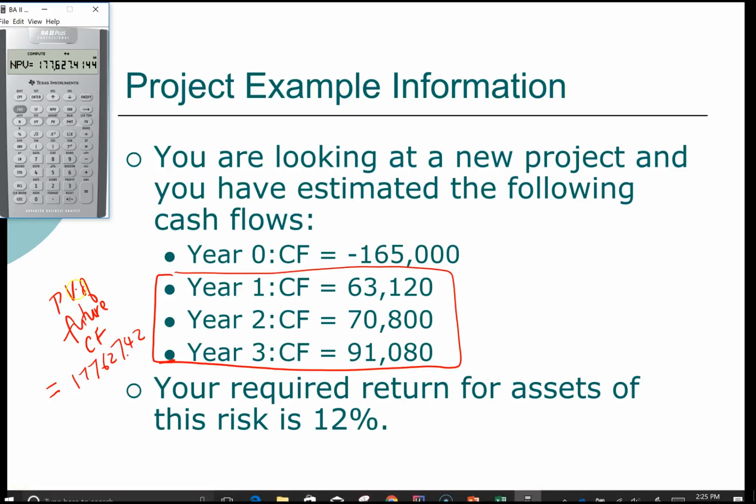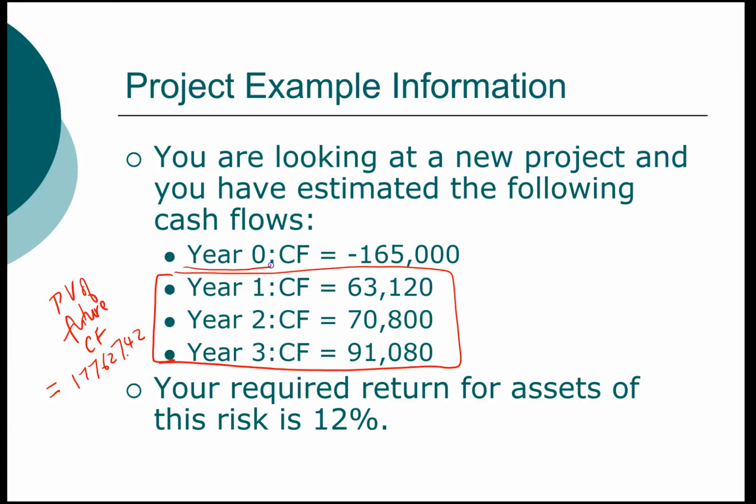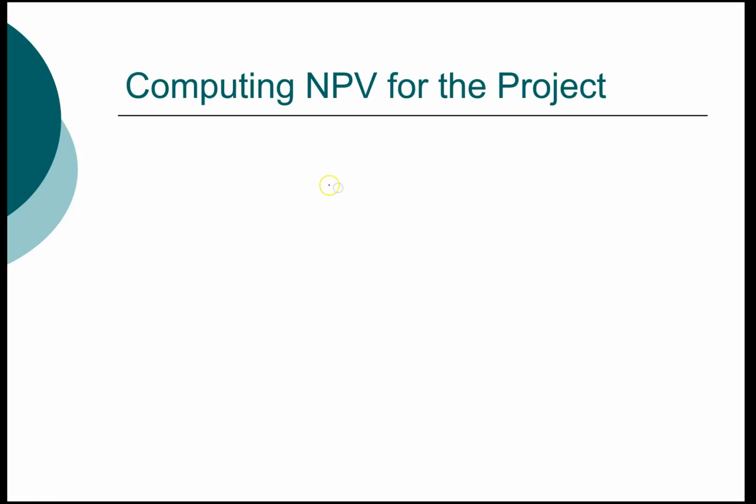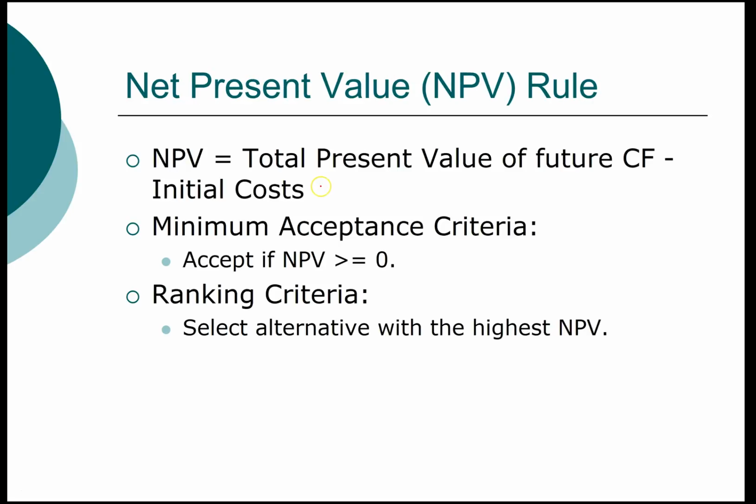So we have the present value of future cash flow, and the initial cost. Remember, the initial cost is the amount in year 0. In year 0, the project cost $165,000. So we have the value that we need to finish computing net present value.